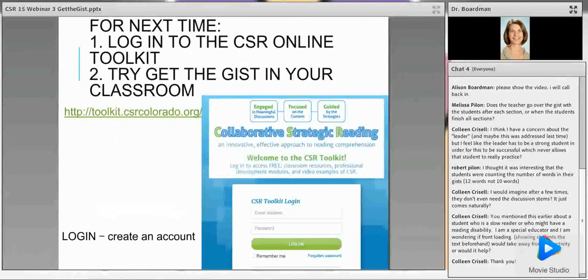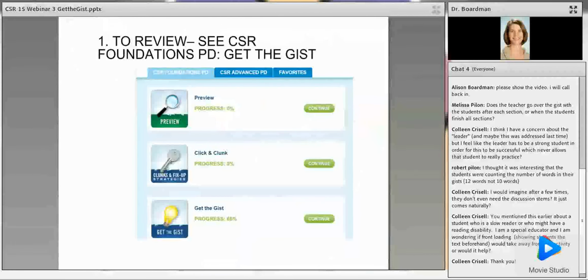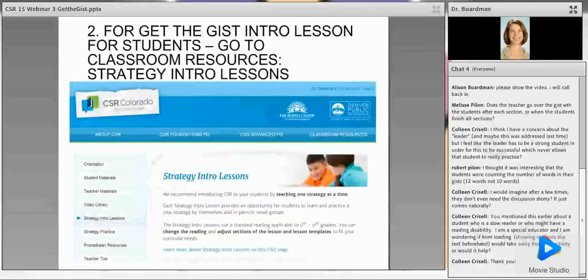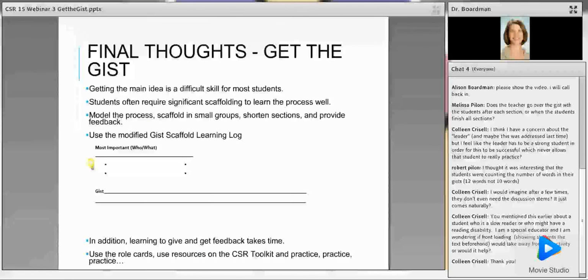So on the toolkit, if you haven't been on there yet, toolkit.csrcolorado.org, you'll need to create a login. It's free, and all the information on there is free. And if you want to review the CSR Foundation PD, there is a whole module on Get the Gist that reviews the information that we've talked about today. And then if you go to the resources section, you'll see it up in the upper right-hand corner, there are strategy intro lessons. And those strategy intro lessons are going to provide all the information that you need to introduce CSR to students.